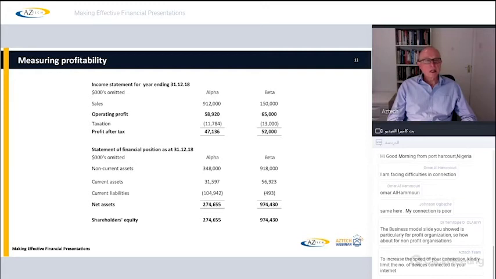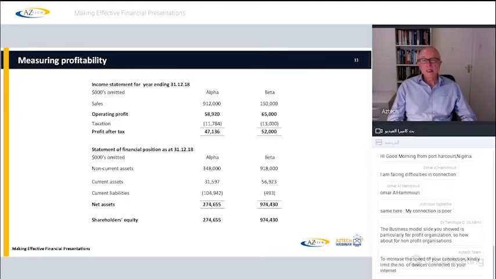So have a look at this slide for a couple of minutes. This shows two companies, Alpha and Beta. In the top part of the slide, you can see an extract from the income statement for the year to the end of December 2018. It shows the sales revenue, operating profit before interest, charges and taxation, and the profit after tax. In the bottom half of the slide, you can see a statement of financial position at the end of 2018, and we can see a comparison between the two companies, Alpha and Beta, showing the assets and liabilities and net assets.